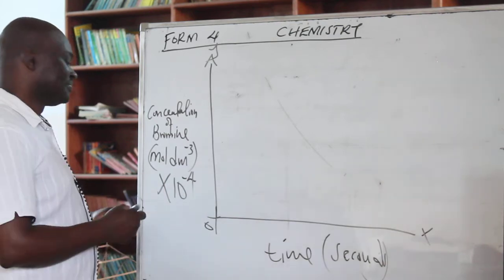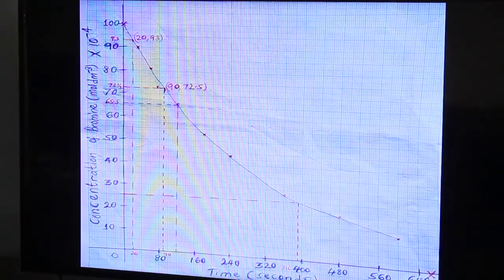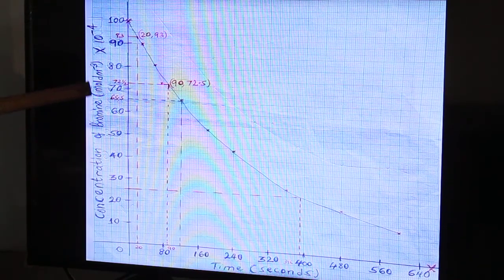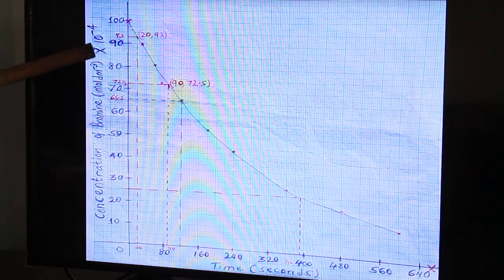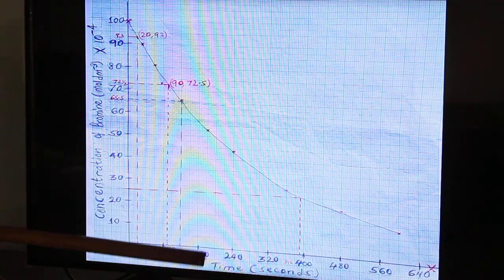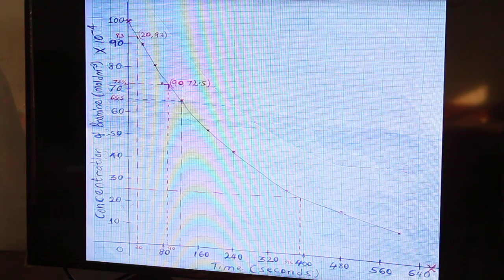Then you look for an appropriate graph. How will that graph look? That graph will look like what we have here. So here we have the concentration of bromine in moles per decimeter cubed, but times 10 raised to power negative 4, because all these values are times 10 raised to power negative 4. Then on the x-axis, we have the time, and the time is in seconds. After plotting, you have your curve. You can see the shape of this curve.